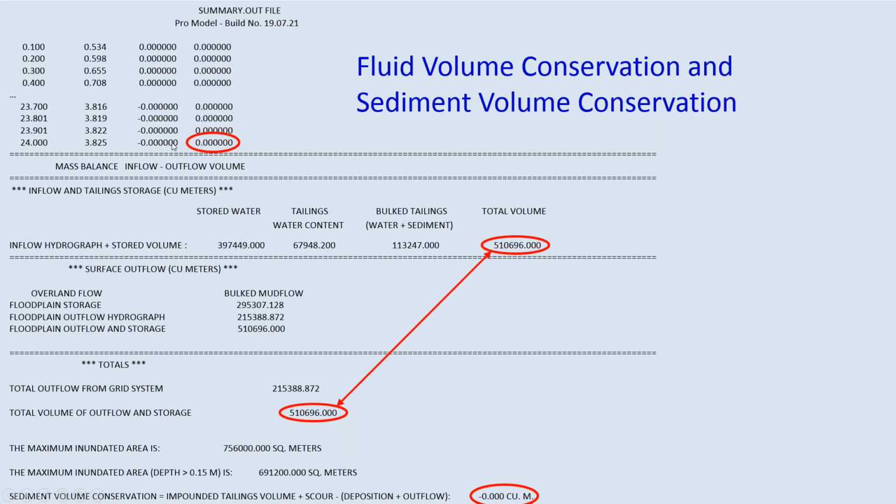I certainly advise you, if you're using any other model, especially HEC-RAS or any other model, to watch this carefully, because this can impact the area of inundation downstream. This is in cubic meters, but if you have 100,000 acre feet stored behind a reservoir and you're only conserving volume within 1% or so, that becomes 1,000 acre feet volume of water that you're not accounting for or over accounting for.